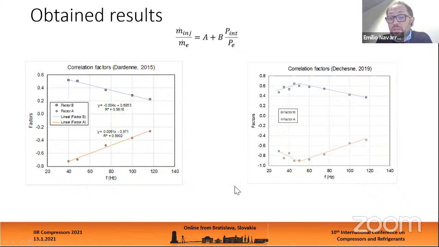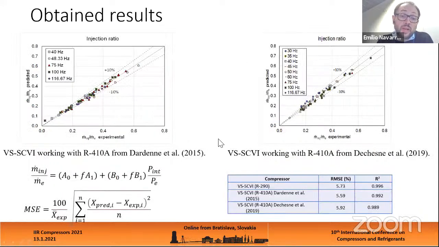And then when we observe the results obtained by Deschen et al. in 2019, in this case we have a huge amount of data, more than in the previous work of Dardenne, and we observe similar behaviors to the ones we obtained previously for the propane compressor. So based on that, we performed the corresponding fit for the data of Dardenne and Deschen with this correlation. The result is that in all the cases, using this correlation for the three compressors, the mean square error is around 5%, and the correlation coefficient is 0.99, almost in all the cases.